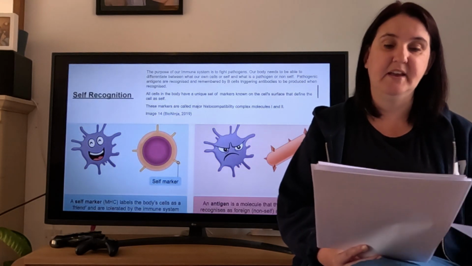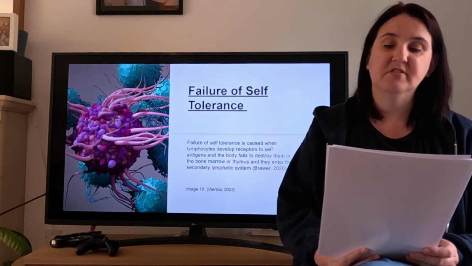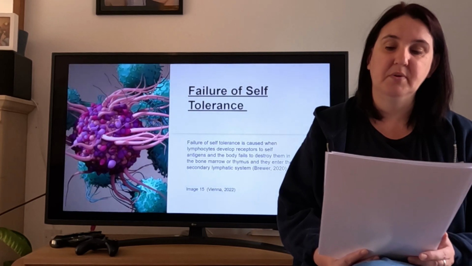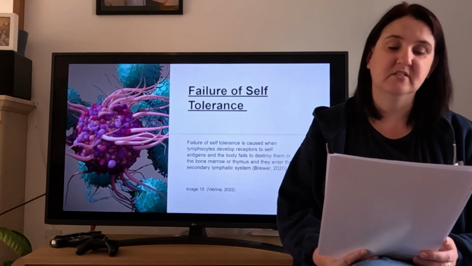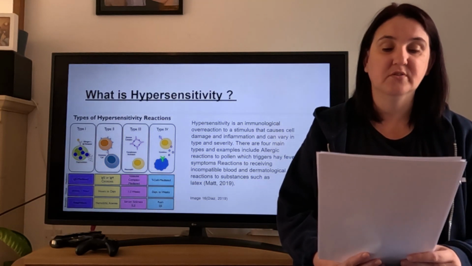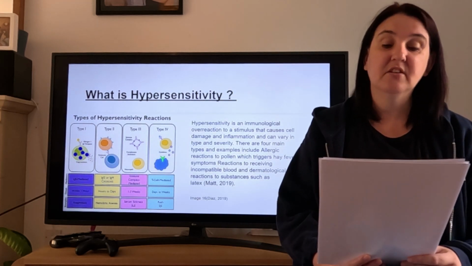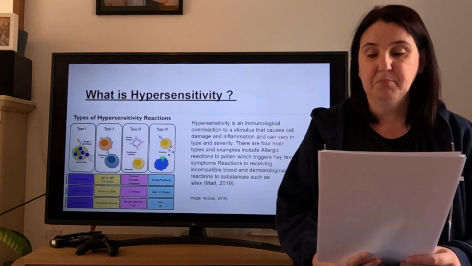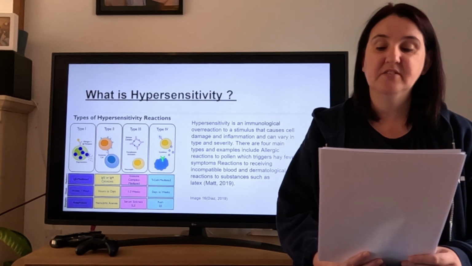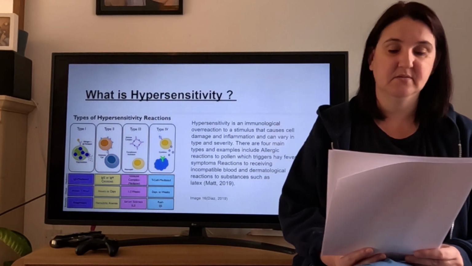Depending on how different the pathogenic antigen is to our own cells will define how strong an immunological reaction our body creates. Failure of self-tolerance is caused when lymphocytes develop receptors to self-antigens and the body fails to destroy them in the bone marrow or thymus, and they enter the secondary lymphatic system. Hypersensitivity is an immunological overreaction to stimulus that causes cell damage and inflammation and can vary in type and severity. Examples include allergic reaction to pollen, which triggers hay fever symptoms, reactions to receiving incompatible blood, and dermatological reactions to substances such as latex.